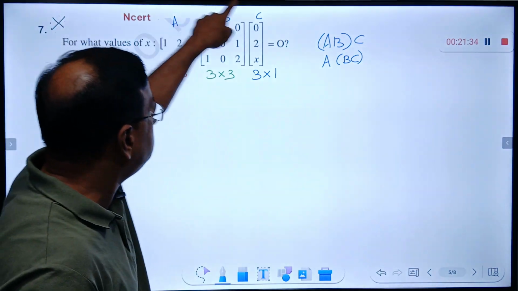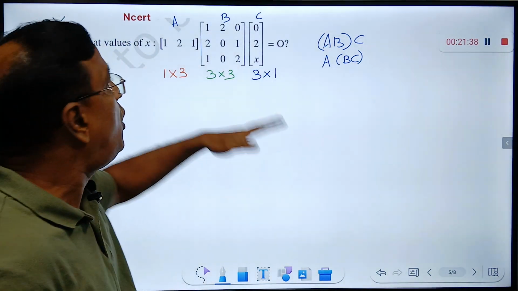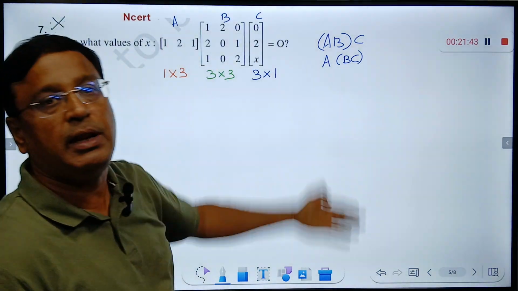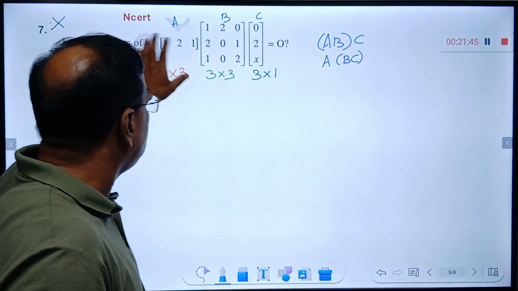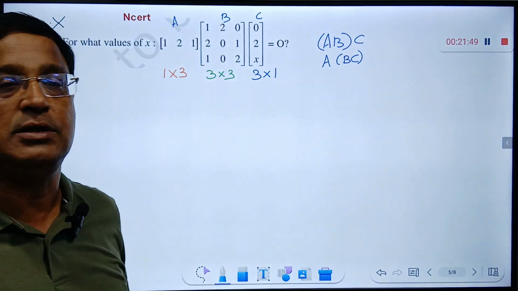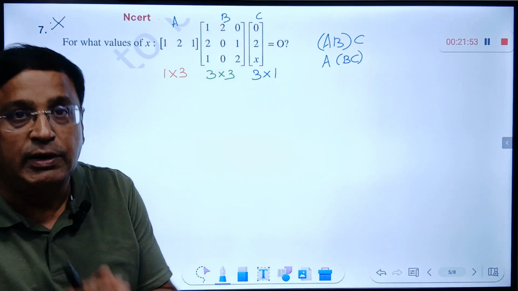So you cannot jump. Either you multiply A with B and then with C, or you multiply B with C first, then you pre-multiply with A. Don't interchange the position of A, B, C at any cost. The moment you do that, you'll end up in trouble. Even multiplication may not be well defined.